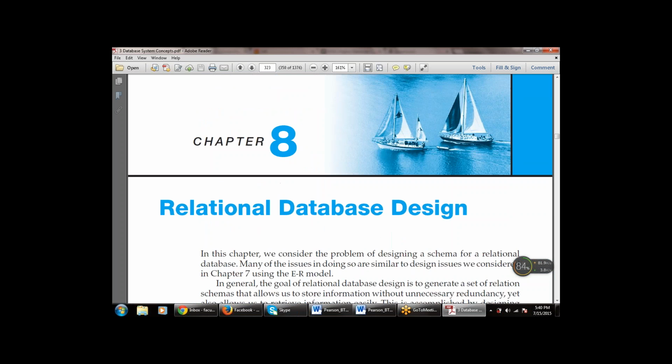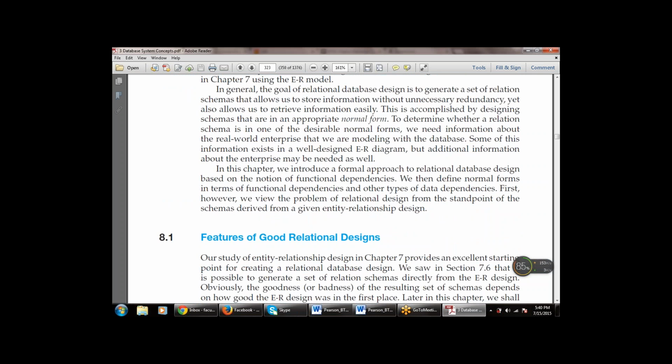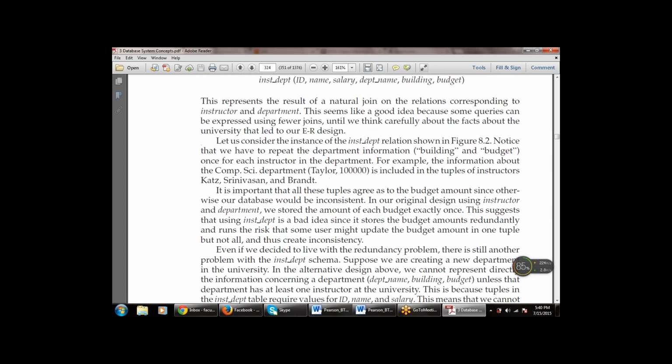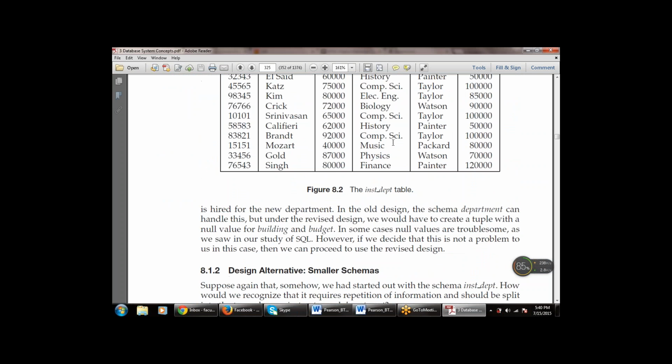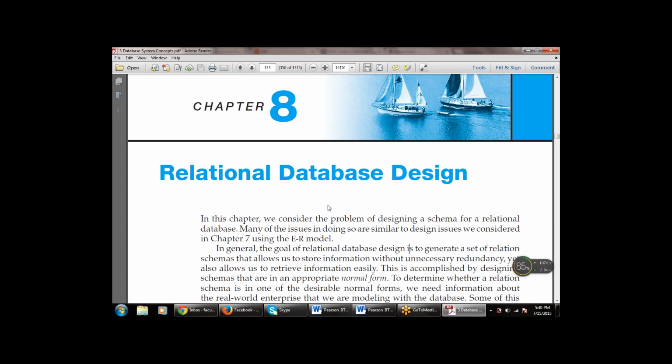Now, next is chapter number 8, that is relational database design. So this chapter is based on design. The next chapter covers the usage and the meaning of relational database design. First of all, there are its features, and what are the various schemas available, and what are the various alternatives, such as using the smaller schema or the larger schema. That is relational database design. So I am going to start this chapter in the next class, that is in tomorrow's class.